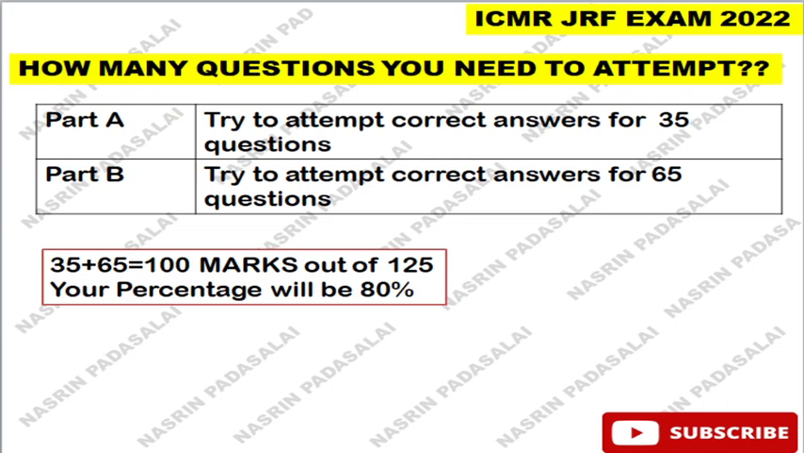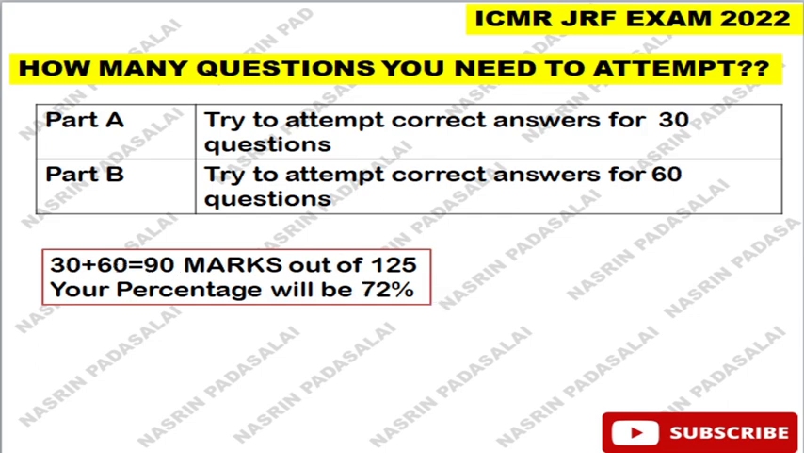So how many questions do you need to attempt? If you belong to the general category, then for Part A try to attempt correct answers for 35 questions. Underline the words correct answer, because there is negative marking. If you do any question wrong, then 0.25 marks will be deducted. So in Part A try to attempt correct answers for 35 questions, and in Part B try to attempt correct answers for 65 questions. So totally your mark will be 100 out of 125, and your percentage is 80%. This is for general candidates and EWS candidates.